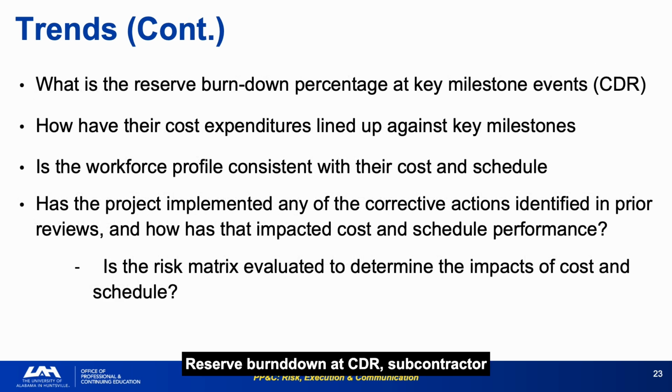Reserve burn down at CDR, subcontractor cost to milestone alignment, workforce cost schedule consistency, and corrective action implementation effectiveness complete the trend checklist, all forward-looking questions that close the analytical loop. The corrective action question: has the project implemented prior review findings, and what has been the cost and schedule impact, is the accountability question that most review cycles skip. Without it, the same problems recur.